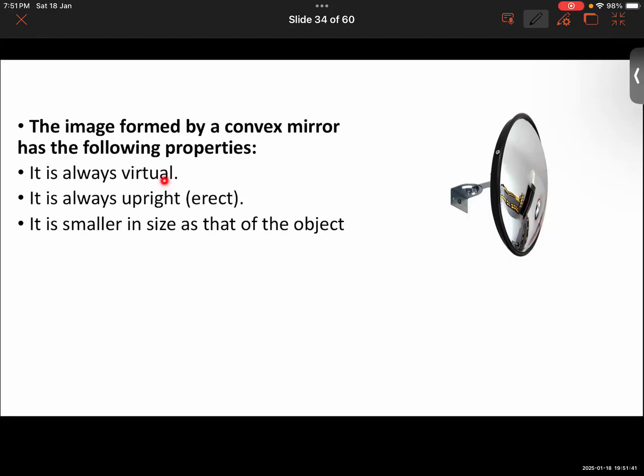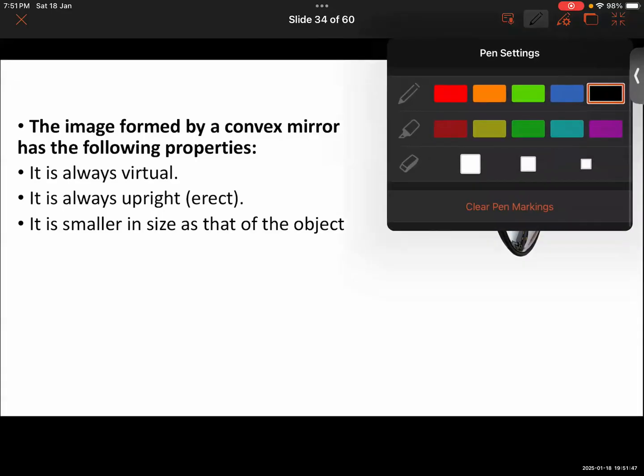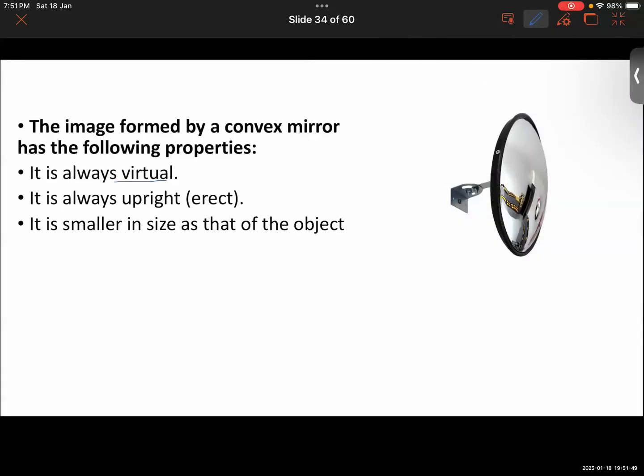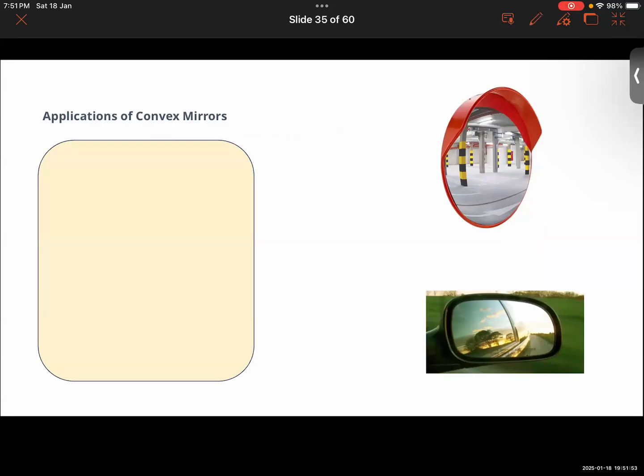So the image formed by this is always virtual, always erect, and smaller in size than the object. You will have to memorize these properties. Then there are various applications of convex mirrors too. The very first application we discussed in the previous class is that it is used as a rear view mirror in vehicles, and also as security mirrors.